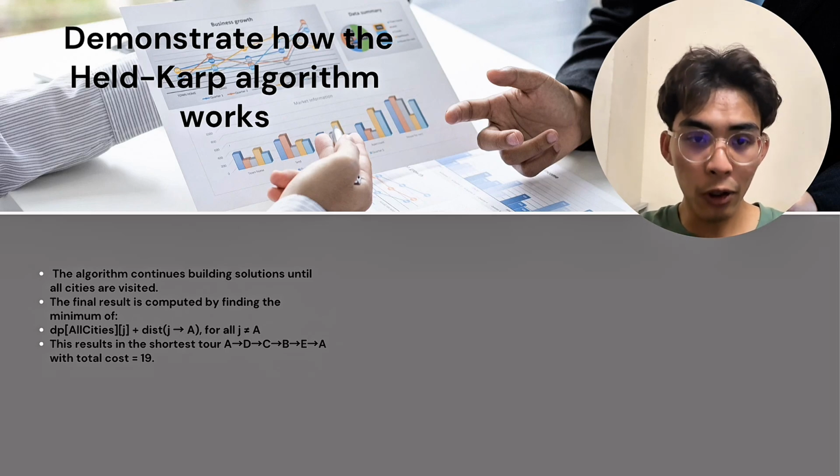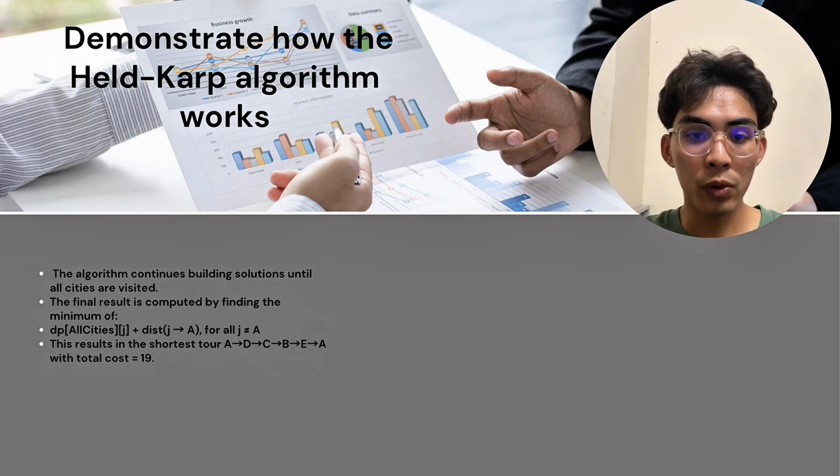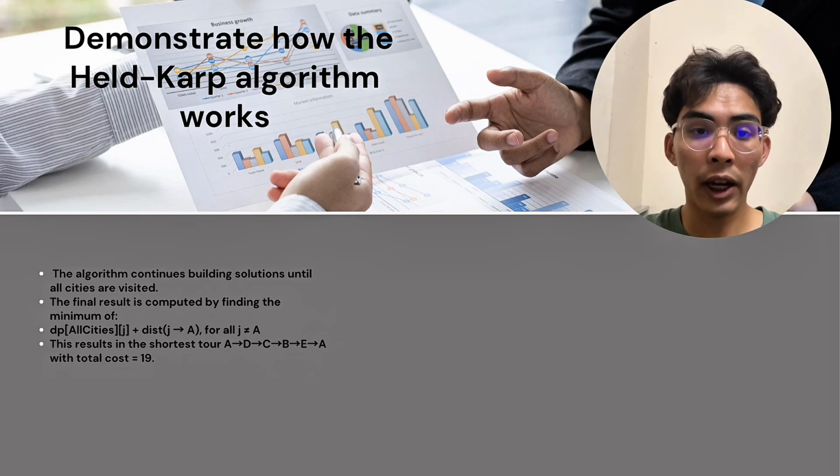So let's look at a few examples. A, B ending at B: we have A to B equal to 12. A, C ending at C: A to C equal to 10. A, B, C ending at C: A, B, C, so 12 plus 3 equals 15. A, B, C ending at B: A, C, B, so the total value is 10 plus 3, so we have 13. A, B, D ending at D: A, B, D, so 12 plus 7 equals 19.